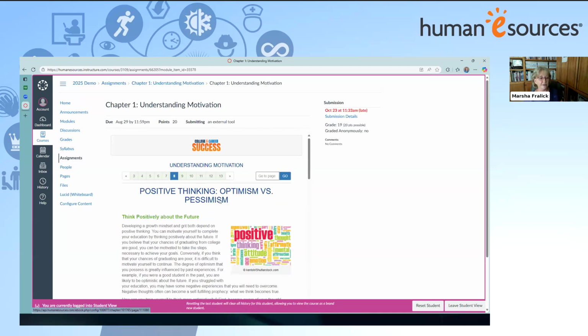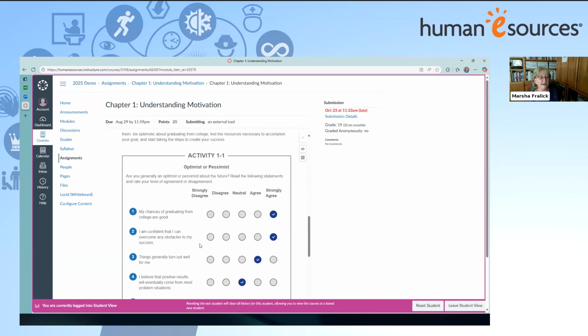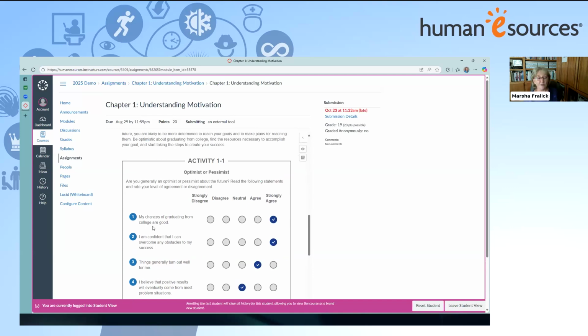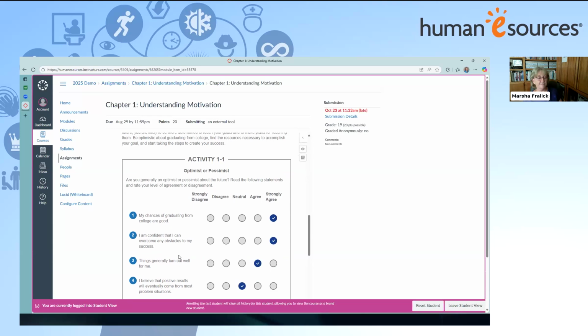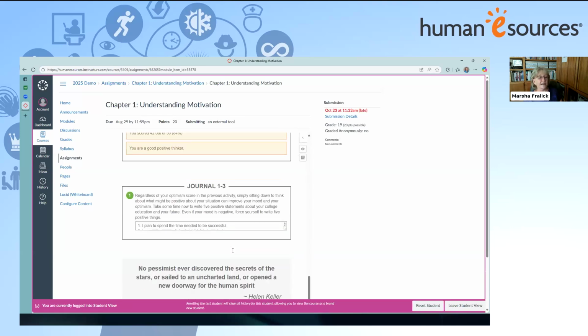Here's another example of interactivity. One of the topics in motivation is positive thinking, optimism versus pessimism. What is it? And here's the activity. My chances of graduating from college are good. Do you agree with that or disagree? I am confident that I can overcome any obstacles to my success. And again, it is scored. It says you scored 42 out of 50, 84%. You're a good, positive thinker. And again, a journal entry.